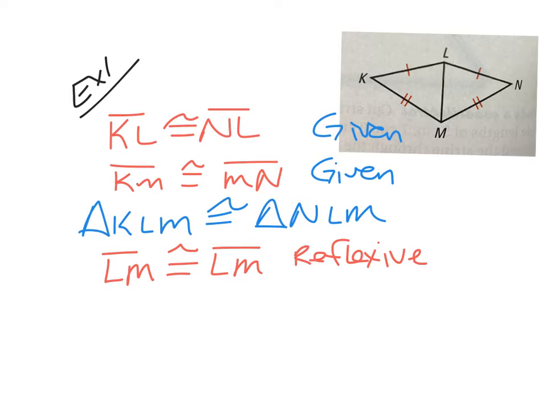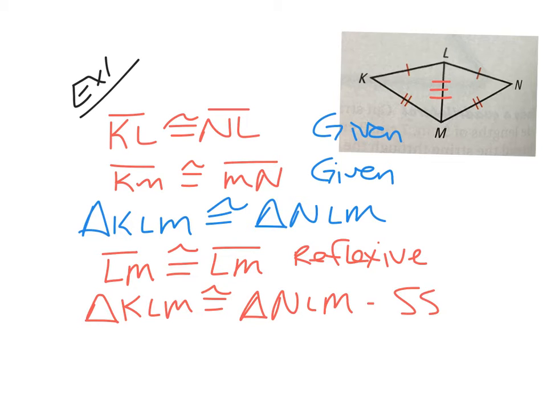Okay? Then once we know that's reflexive, we could technically mark this with the third side lines. And then once you have all three marked, you can actually say that triangle KLM is congruent to triangle NLM because of what reason? Side, side, side postulate. And there's your little mini proof. Not too bad, right?